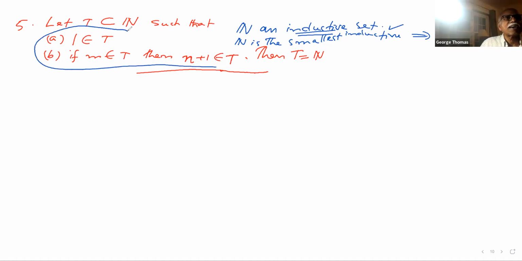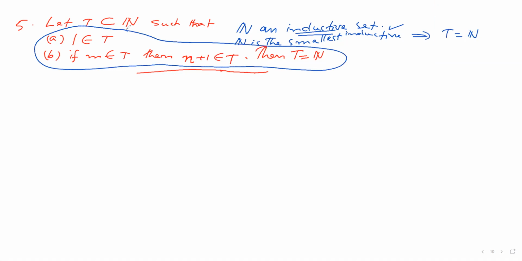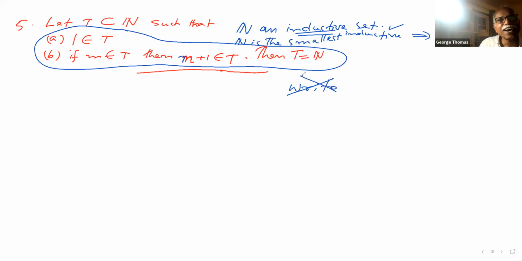Sir, I have a question. Yes. Sir, you have written if m belongs to T, then n plus 1 is... right. Typo. Right. That was a righto. Or you can change it to Rarito. Burrito.